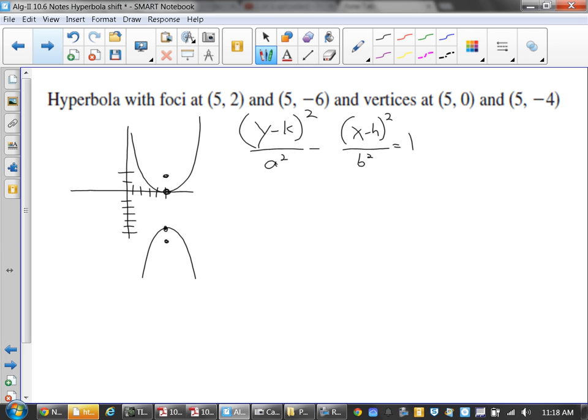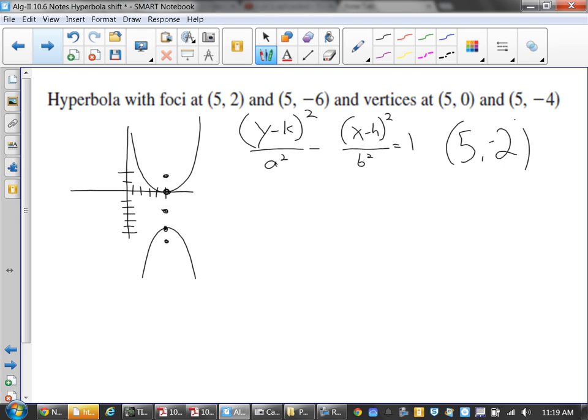As I go through this, now it's just a matter of plucking stuff out. Now we're going to find that center. The center occurs at the midpoint of either the foci or the vertices. Doesn't matter. So what's 0 plus negative 4, halved? Where's your center? (5, negative 2). So your h, k is (5, negative 2).